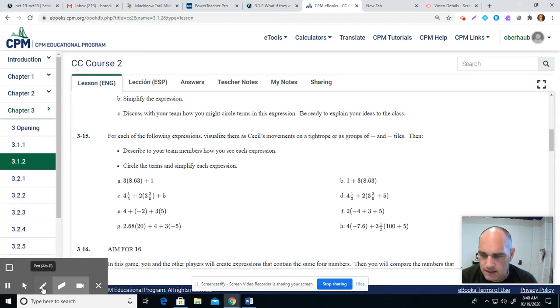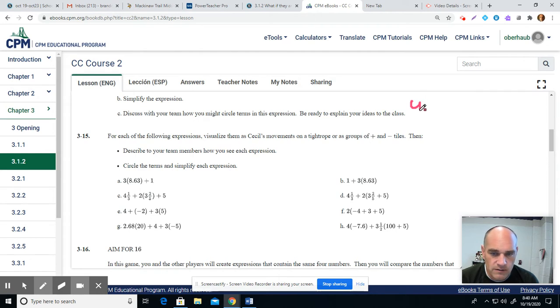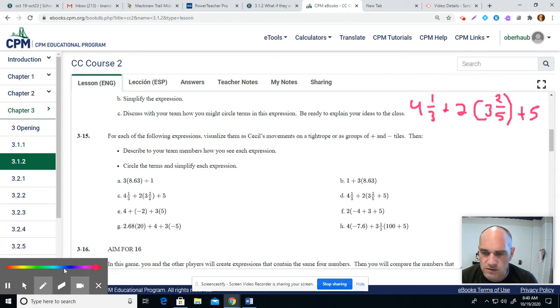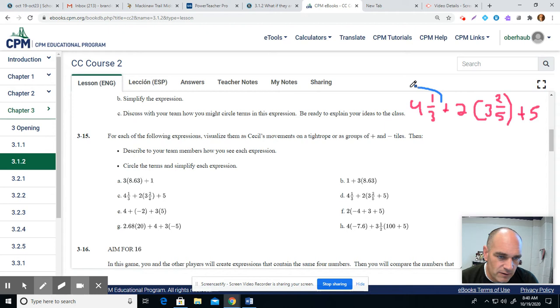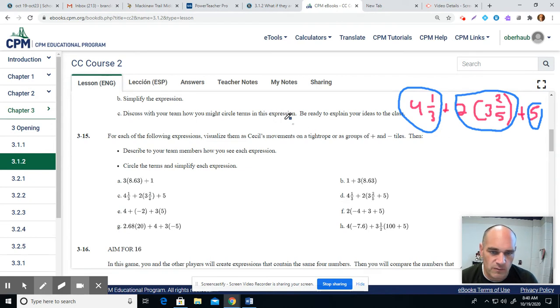Now C, and get this redrawn, is 4 1/3 plus 2 times 3 2/5 plus 5. All right. Let's see. So the first thing is I'm going to take a look at my terms, and I notice here's my plus signs. So I have a term here, I have a term here, and then I have this term. So I'm going to simplify this term here. Multiply 2 times 3 2/5.